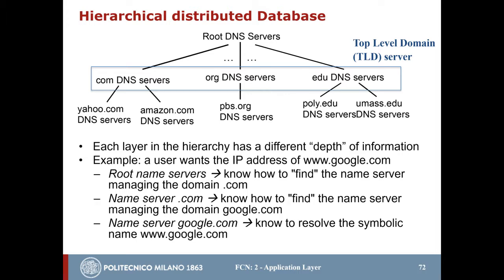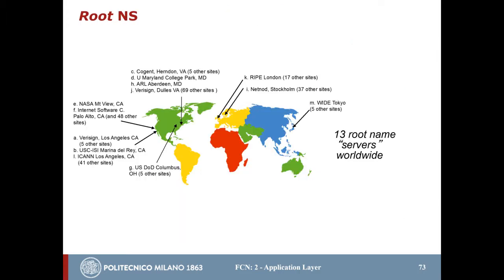Then the domain google.com is queried, and the domain google.com is able to perform the resolution of the address, because the server of the domain google.com has a list of symbolic names and associated IP addresses belonging to the domain google.com. So www is a specific symbolic name of that domain, so it corresponds to an IP address. The root name servers are a few and distributed around the world.